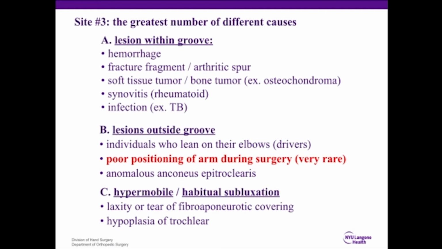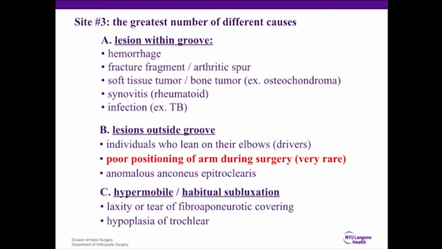And in red, I put poor positioning of the arm during surgery. This has sometimes been a cause of medical malpractice suits. And I have to say that I've successfully defended several of these. And in each of these patients who had a total joint replacement, the claim was that the anesthesiologist incorrectly positioned the arm during surgery and they had an ulnar nerve compression. And every one of these patients had problems preoperatively. So that's very rarely a problem.